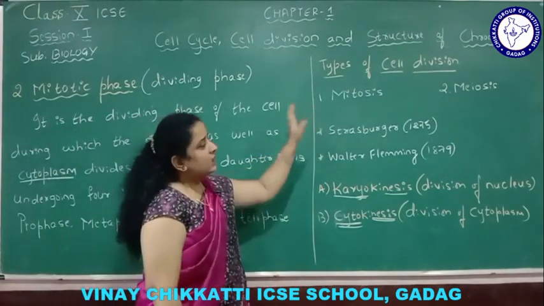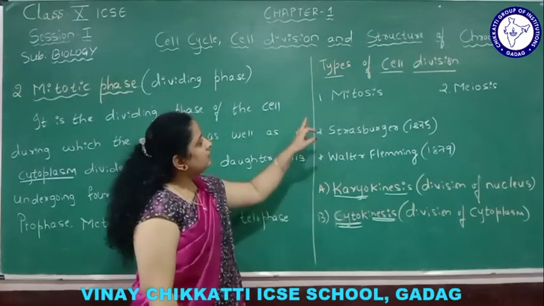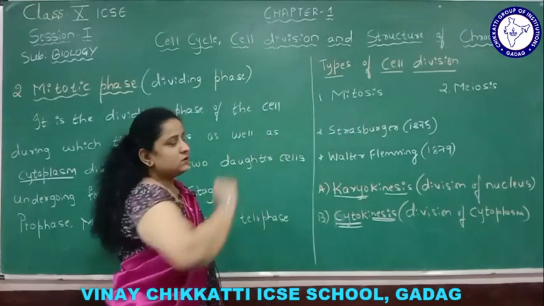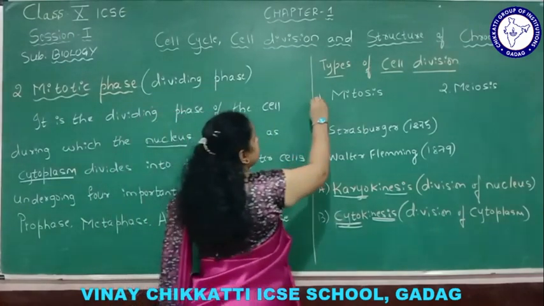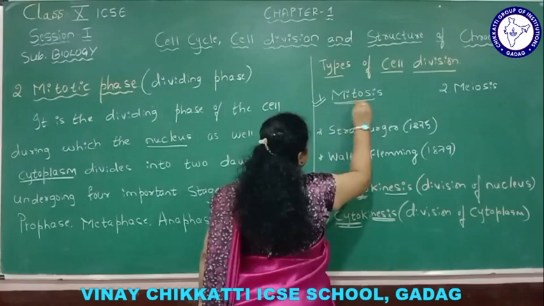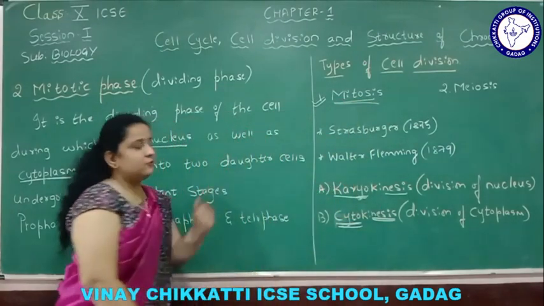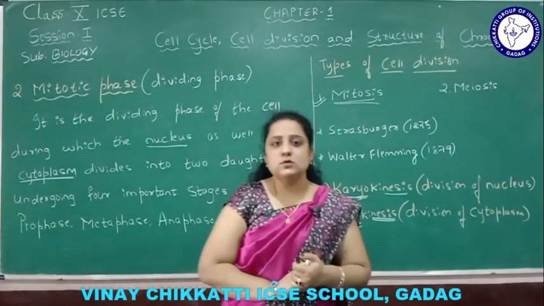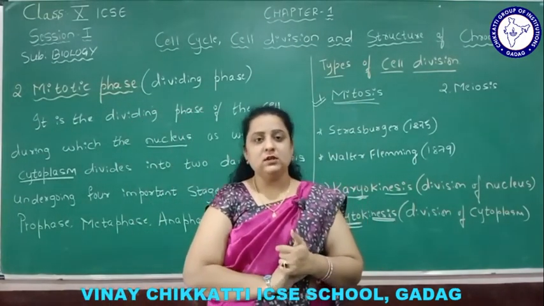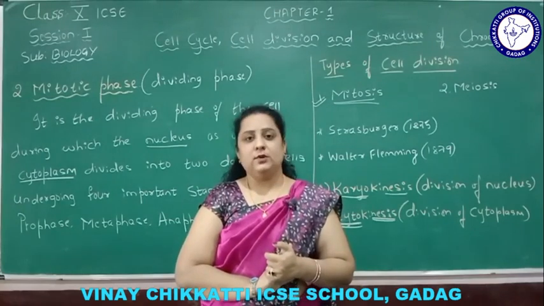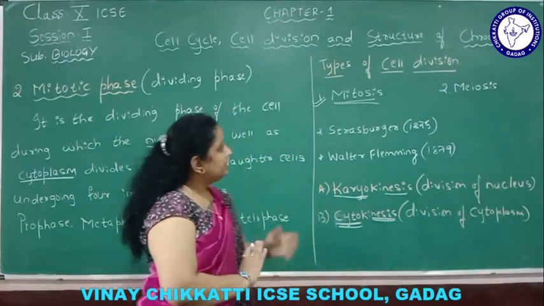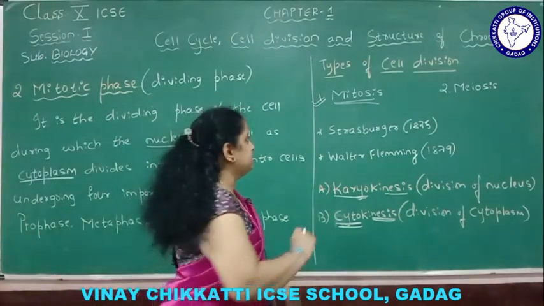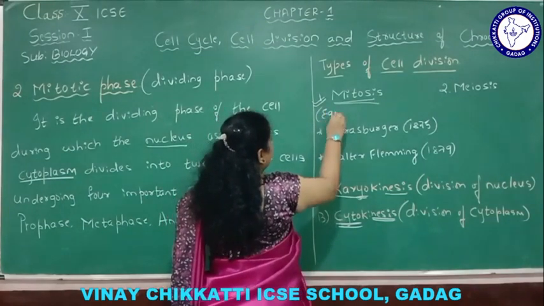Next, coming to types of cell division. There are 2 types of cell division. Number 1 is mitosis, and number 2 is meiosis. First we will discuss mitosis. What is the definition of mitosis? Mitosis is a type of cell division where chromosomes are equally distributed to the daughter cells, equally as in the parent cell. Because of this reason, mitosis is also called equational division. There is another term for mitosis.